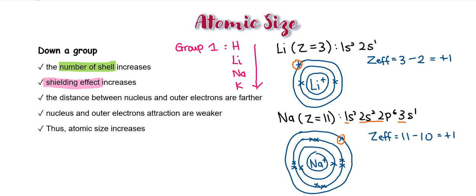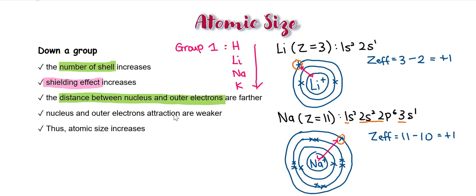So that also will make the distance between the nucleus and the outer electron farther. Dia akan membuatkan jarak antara the nucleus and also the outer electron semakin bertambah. Kalau tengok dekat lithium ni, lebih dekat jaraknya dengan nucleus, the outer electron lagi dekat dengan nucleus, tetapi sodium lagi jauh sebab ada pertambahan shell. We got the inner shell lagi banyak berbanding dengan lithium.